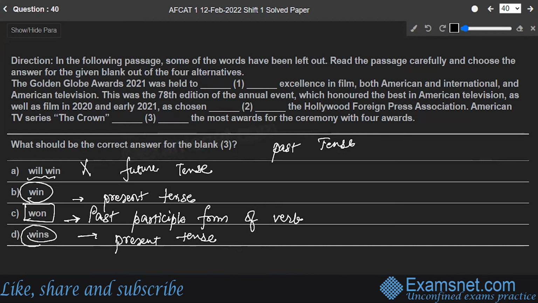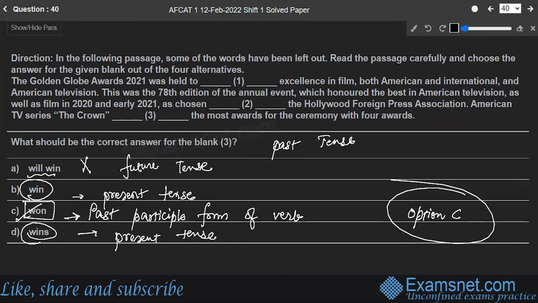So hence this is the correct answer. Option C is the correct answer. I hope this question is clear. Let's move to the next one.